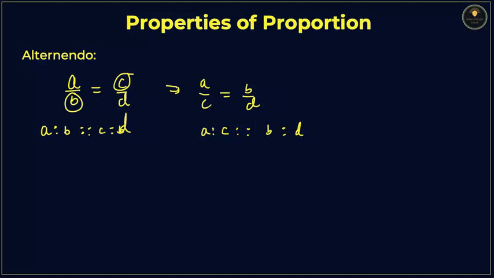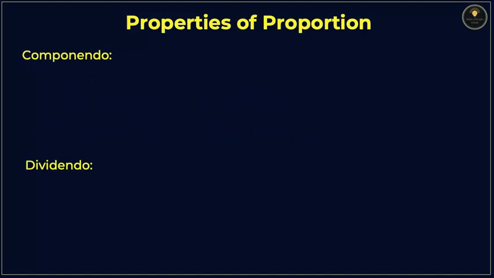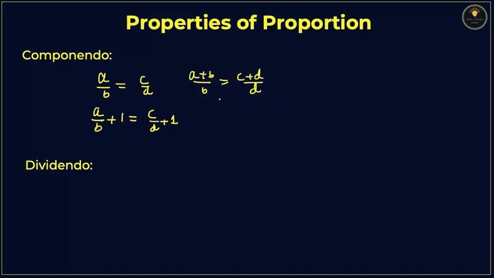Now we have to understand the next concept, that is known as componendo. So if I'm writing a/b = c/d, we can add 1 on both sides. So we will write a/b + 1 = c/d + 1. So we can write the value as (a+b)/b = (c+d)/d. So this is the concept that we will write as componendo.